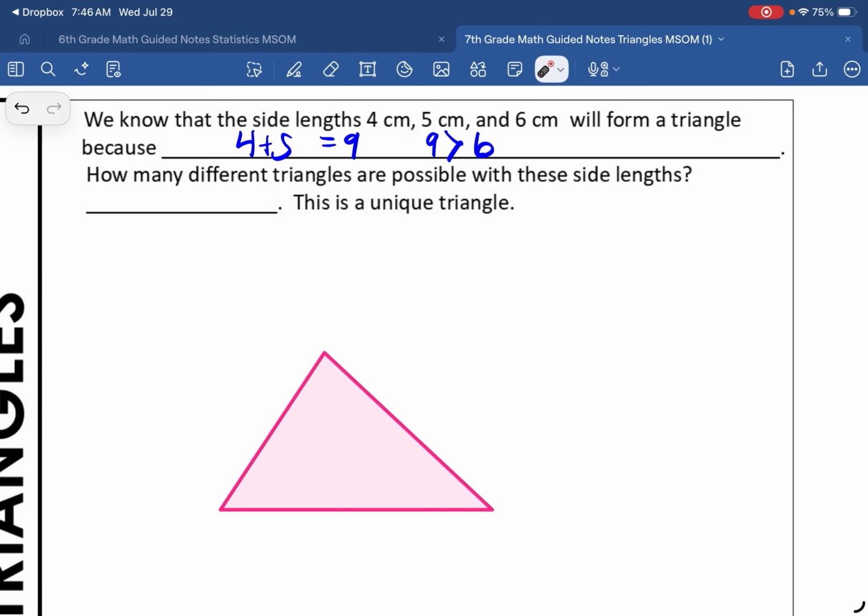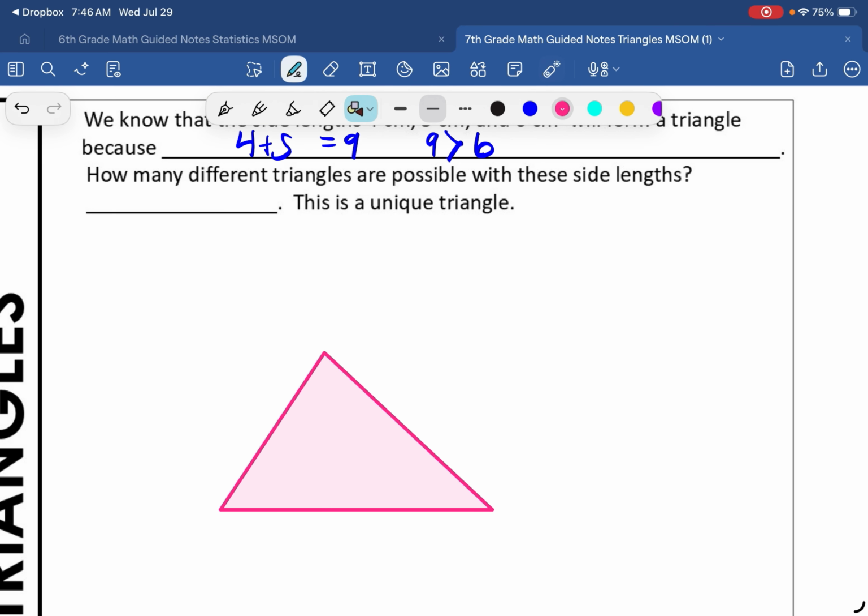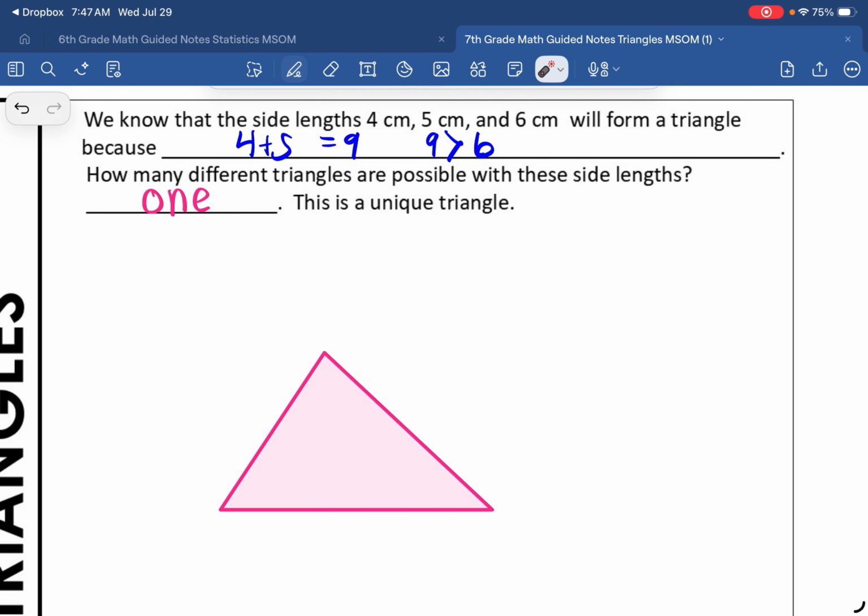Were you able to draw more than one triangle? And the answer is no. You should have only been able to draw one type of triangle. So since you were only able to draw one triangle, this is a unique triangle.